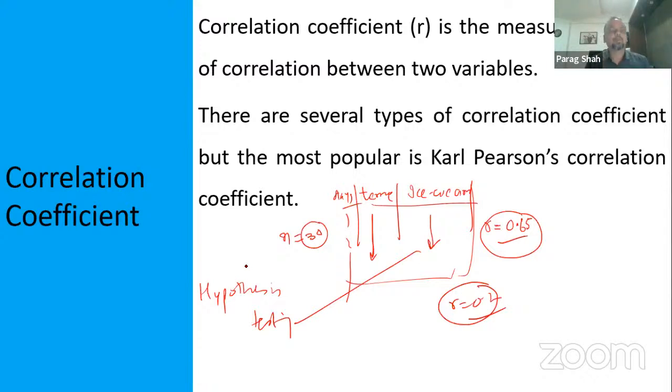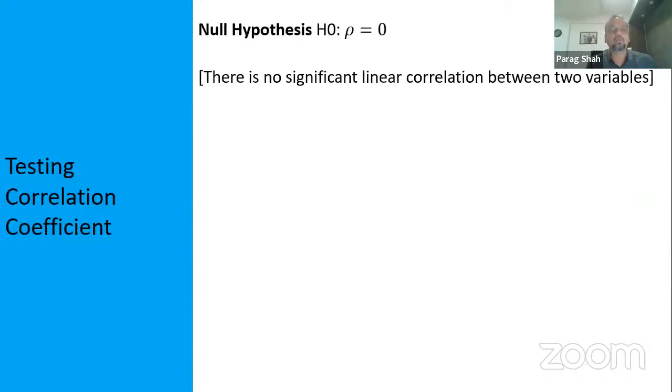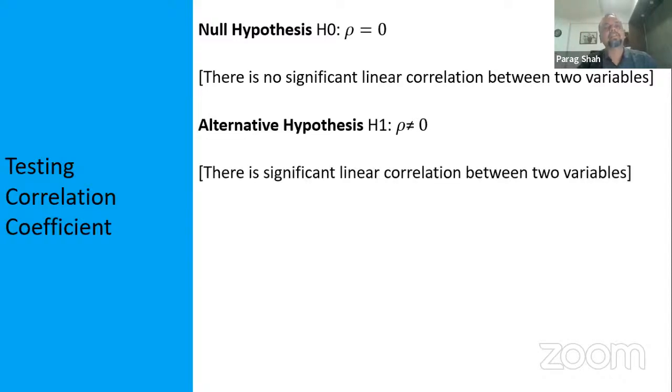And for that, hypothesis testing comes into the picture. We can use SPSS for hypothesis testing of correlation also. Ideally, whenever you show the correlation coefficient, you should support it by hypothesis testing that we have checked there is a significant correlation. How is it done? Step 1: null hypothesis, rho is equal to 0, that means there is no significant linear correlation between the two variables. Alternative, rho not equal to 0, that means there is a significant linear correlation between the two variables.